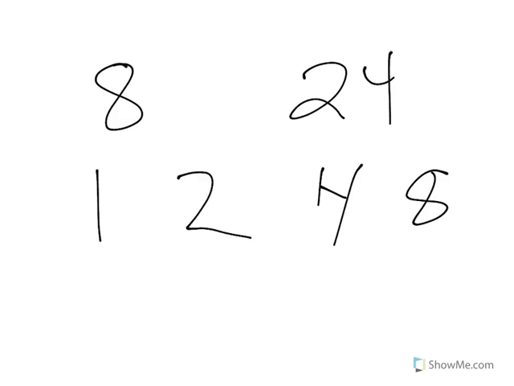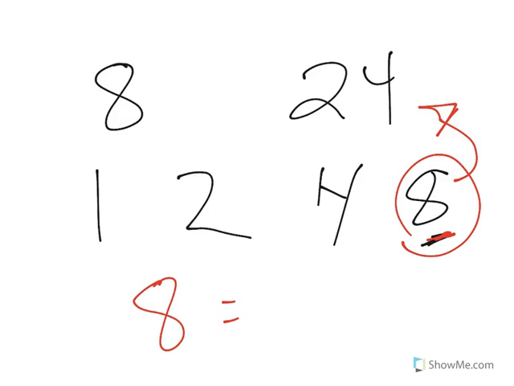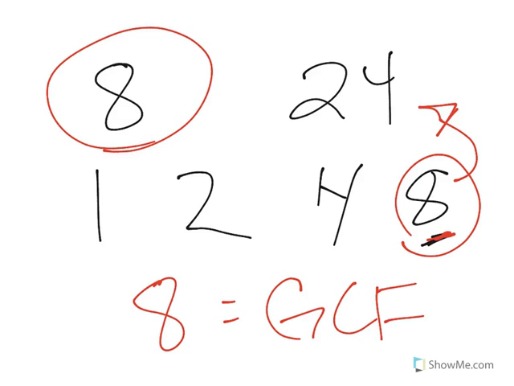Now, notice, 8 is your first number, right? Test it out. Does 8 go into 24? It does. So, 8 is the greatest common factor. So, the greatest common factor can be one of your numbers. So that's why you always start with the number first and then go down.